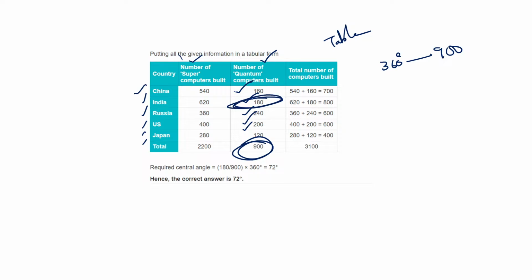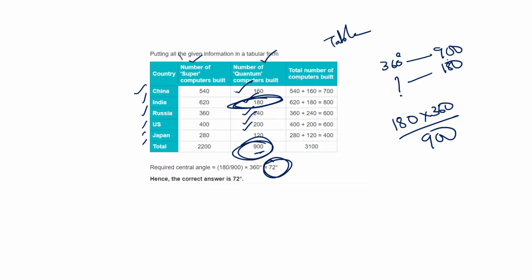So he is asking, if 900 computers is equal to 360 degrees, then what is the value for 180 computers? You just need to do cross multiplication. You are going to get 180 into 360 degrees by 900, which is equal to 72 degrees.